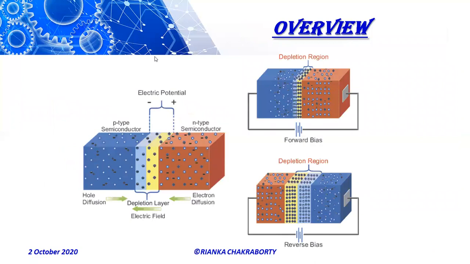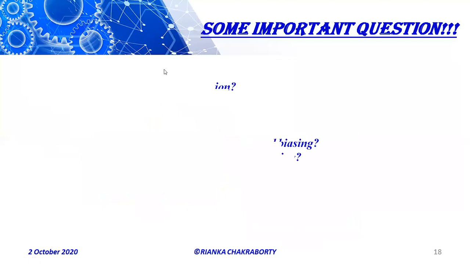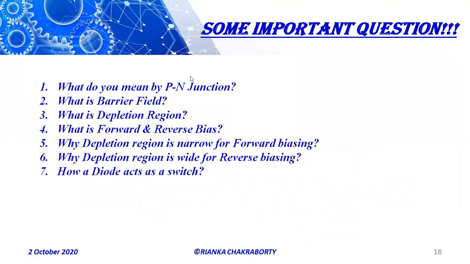So this is the overview of what we studied today. This is the depletion region, the concept of forward biasing, and the concept of reverse biasing. The depletion region is narrow for forward biasing, and the width of the depletion region is wide for reverse biasing. So this is the overview for today. There are some important questions from this portion.